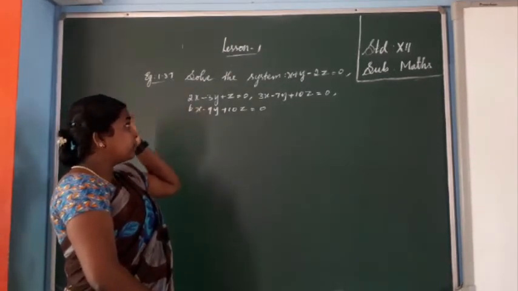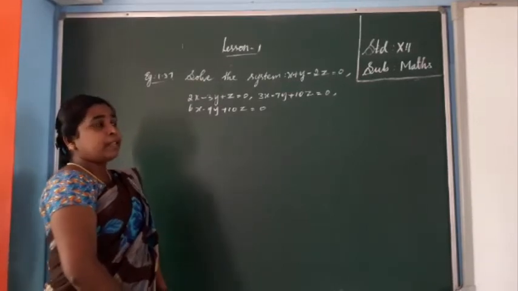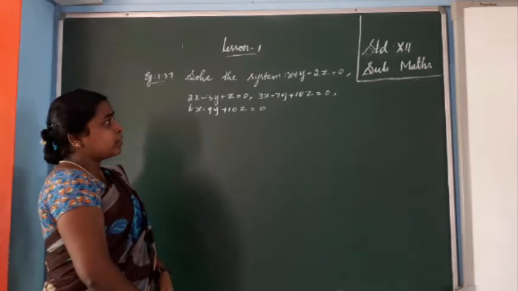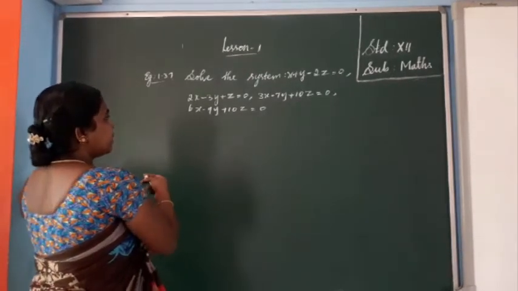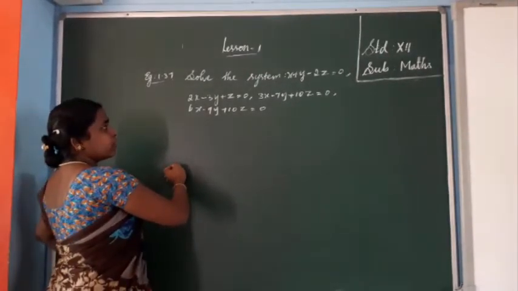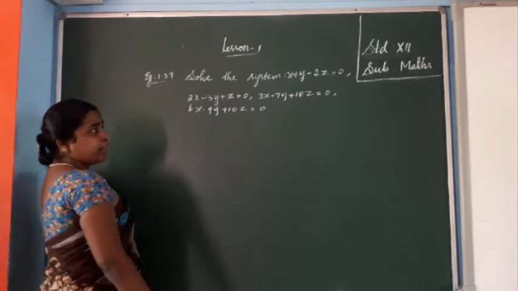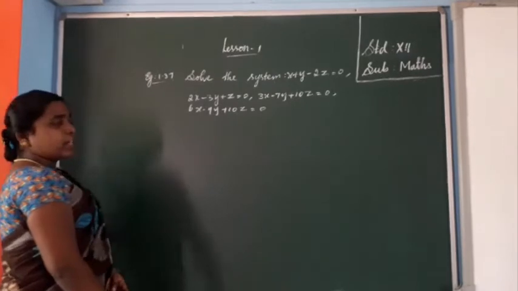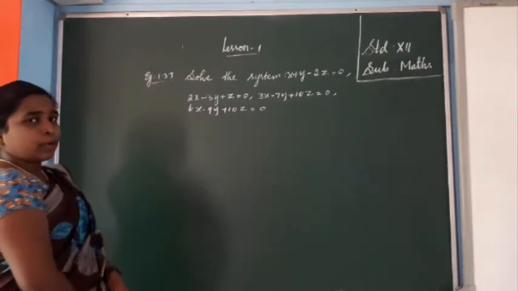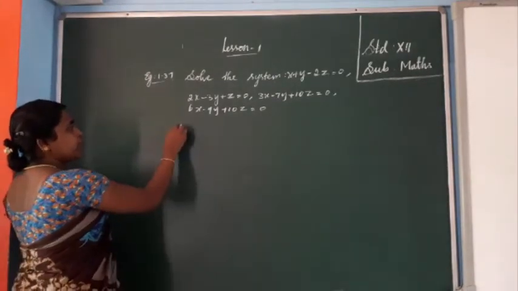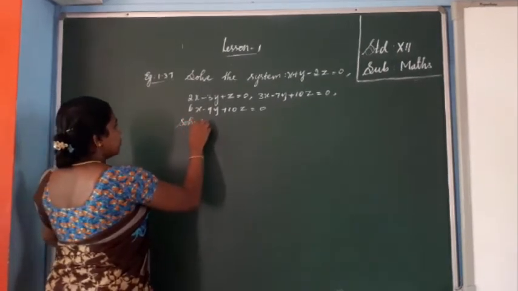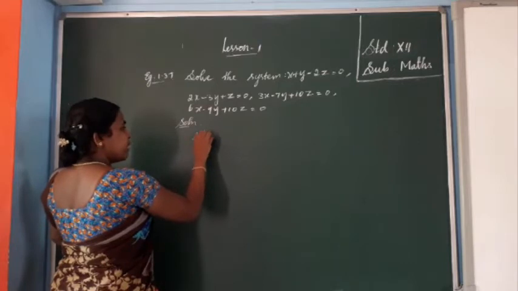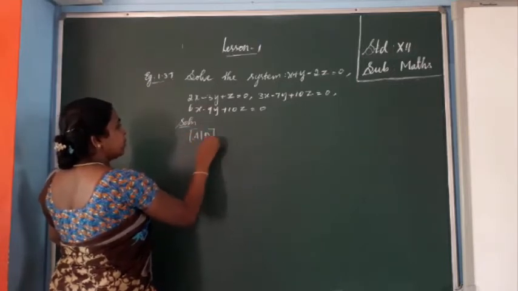Solve the system x plus y minus 2z equals 0, 2x minus 3y plus z equals 0, 3x minus 7y plus 10z equals 0, 6x minus 9y plus 10z equals 0. First you have to convert the given equations into row echelon form. First you write the augmented matrix, A difference B equals. Here B is 0, so A difference 0 equals.